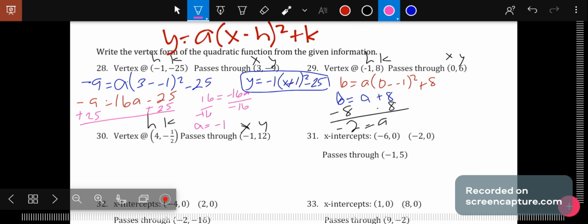Plug in what we know. Remember, we want to leave x and y in the equation, so negative 2 times x plus 1, because it needs to lie to us, squared plus 8. And that'll be our final answer.